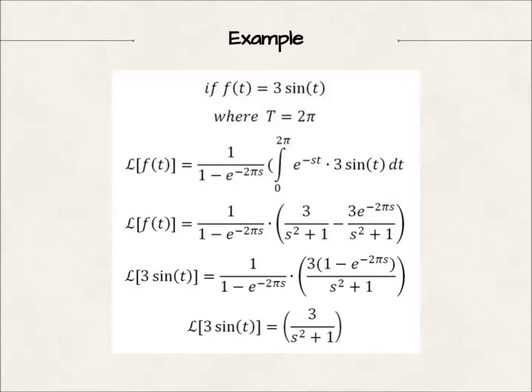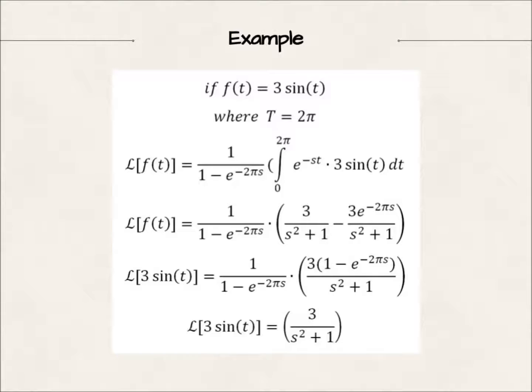Let us now do an example of the Laplace transform of a periodic function. For convenience, let us assume that our function f of t equals 3 sine of t, where one oscillation of sine of t gives the time period of this function as T equals 2 pi. Now, the Laplace transform of f of t equals 1 over 1 minus e power negative 2 pi s times the integral from 0 to 2 pi of e power negative st times 3 sine of t dt.